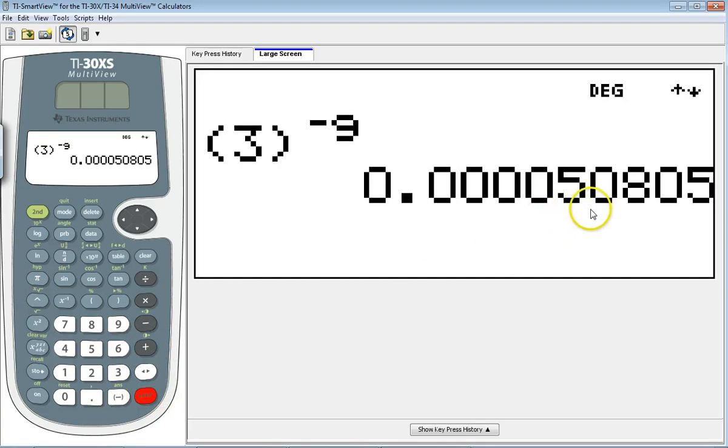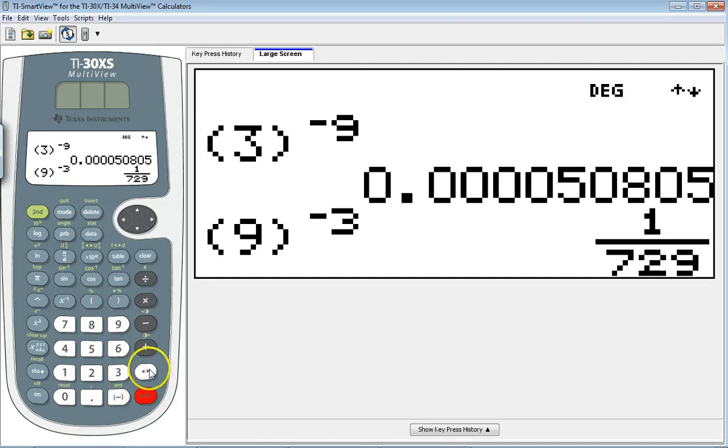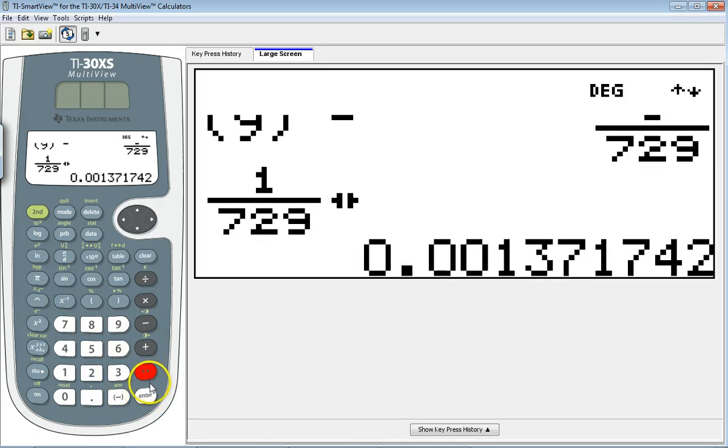Okay, so we got that. That's a really, really small number. We're looking for the biggest, is that what it said? Yeah. Okay, what's the next one? 9 to the negative 5th power? 9 to the negative 3rd power. Okay, so 9 to the negative 3rd power. Again, that's a pretty small number. What's next?